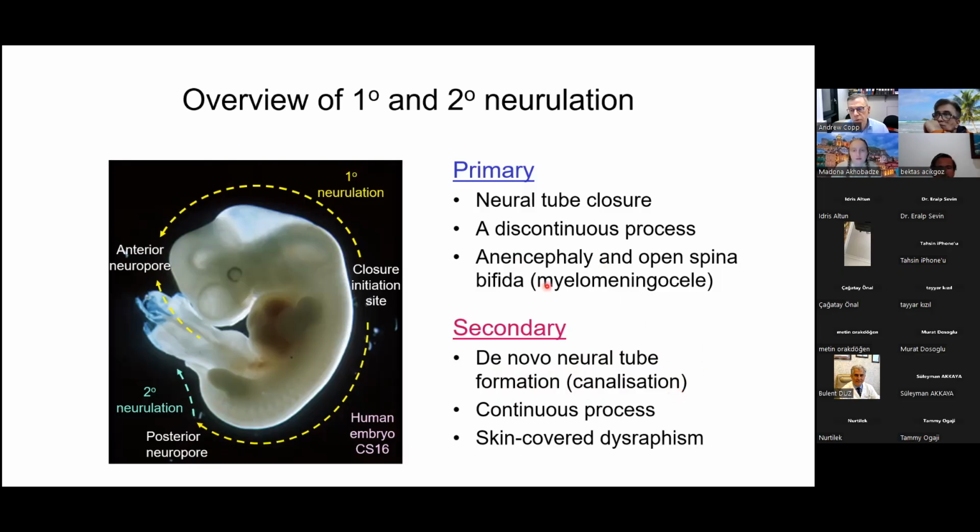So primary neurulation then, when disturbed, gives rise to either anencephaly or open spina bifida, or indeed craniorachischisis if this event fails here. Secondary neurulation, if it fails, will give rise to skin-covered dysraphic conditions in the low spine.